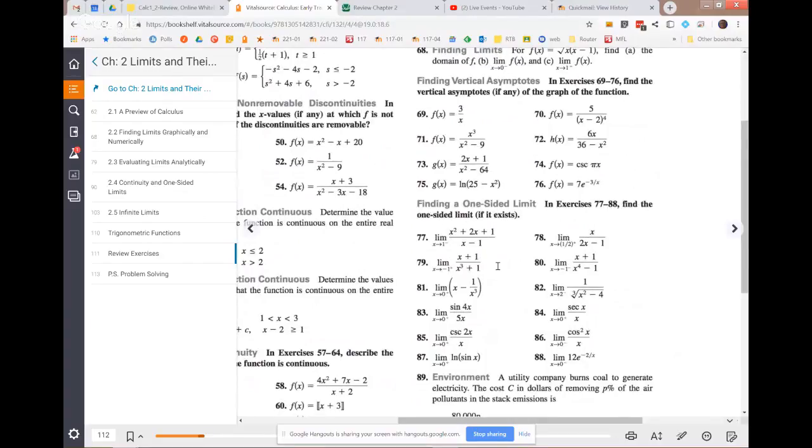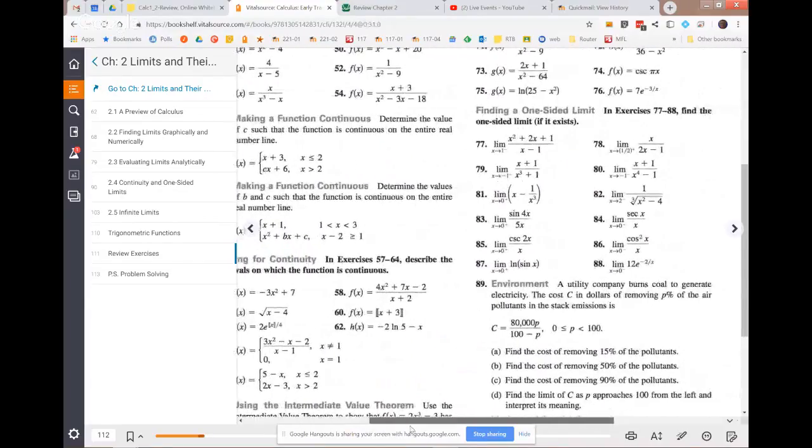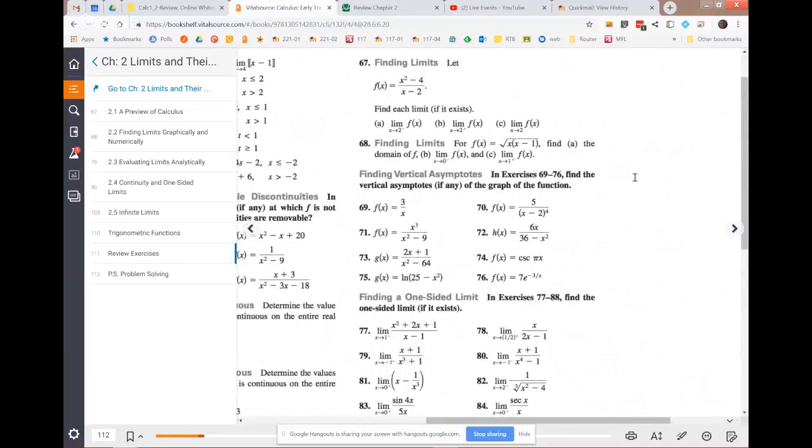You can probably look through your book better than I can. Sorry, can you further explain that one? 76, that you just said? So 7e to the negative 3 over x. Travis said 0 because if x is 0, what's that exponent? Negative 3 over 0. Well, that's undefined. Yep, you got an asymptote there. That's all there is to it.